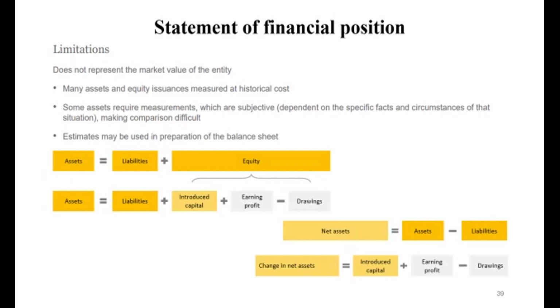There are some equations. Assets equal liabilities plus equity. Equity may include introduced capital plus earnings or profit minus drawings. Net assets equal assets minus liabilities. And change in net assets equals introduced capital plus earnings or profit minus drawings.